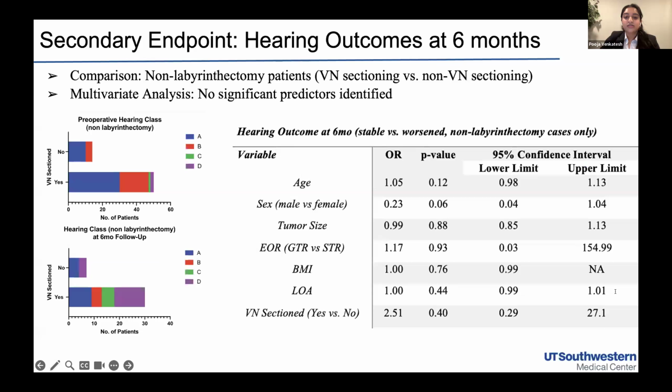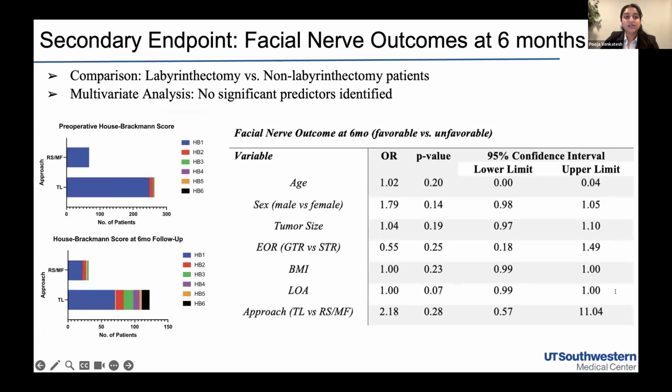Our approach for exploring the effect of surgical approach on hearing and facial nerve outcomes was like that of dizziness. For hearing outcomes, we specifically compared non-labyrinthectomy patients who underwent vestibular nerve sectioning versus those that did not. And as you can see here, there was no significant difference in hearing class at the preoperative time point or at the 6-month follow-up. Similarly to hearing, facial nerve outcome also showed no significant difference based on surgical approach.